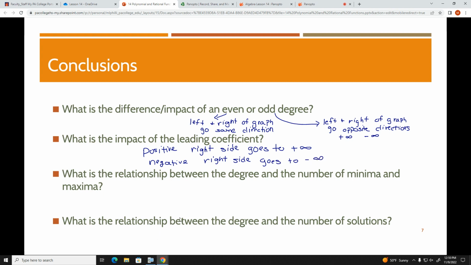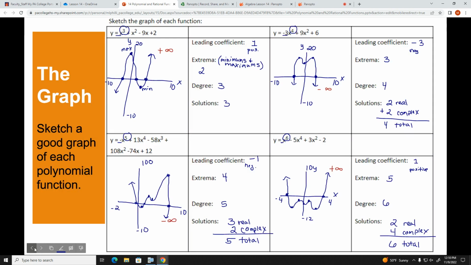Next, it asks us for what is the relationship between the degree and the number of minimum and maximum. And so the minimum and maximum are those extrema. And so if we look at the relationship between the number of extrema and the degree: extrema is 2, degree is 3. Extrema is 3, degree is 4. Extrema is 4, degree is 5. Extrema is 5, degree is 6.